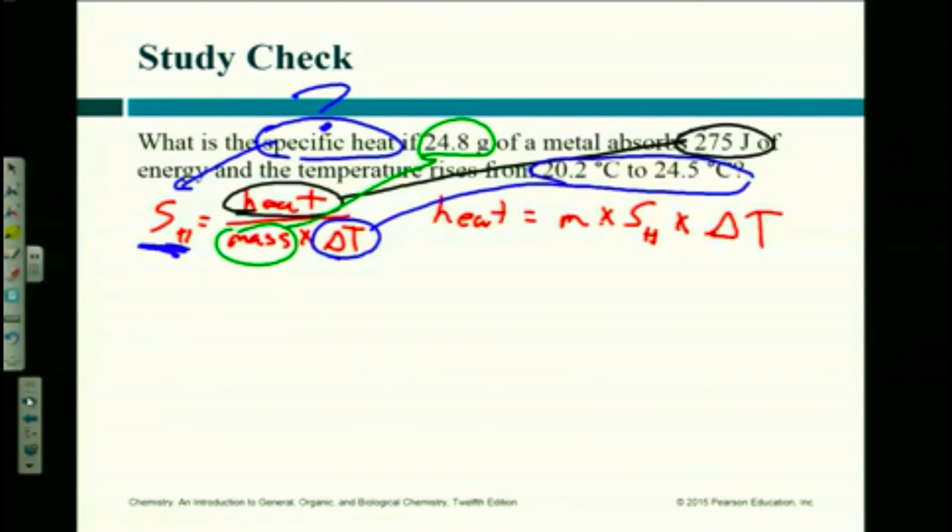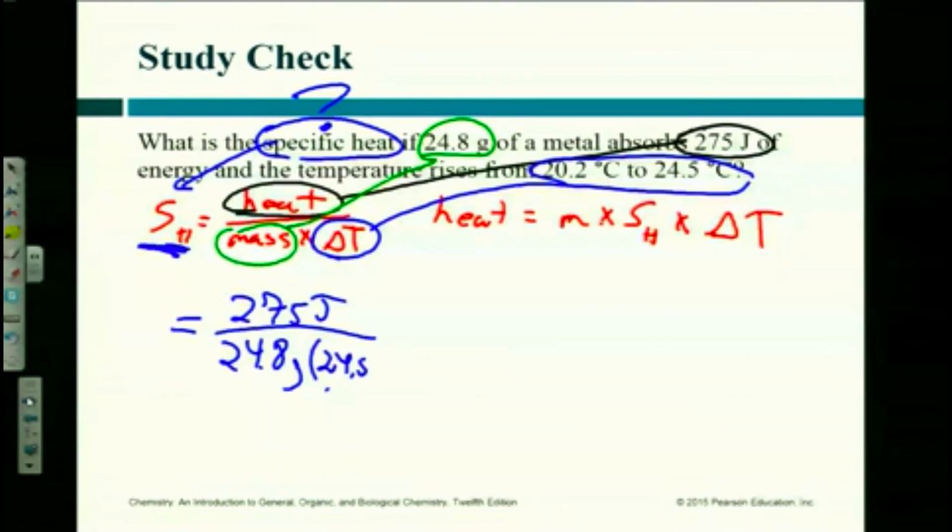All right, so specific heat equals 275 joules over 24.8 grams. And I'm just going to write both of these in: 24.5 minus 20.2 degrees C. That's horrible writing, but okay.